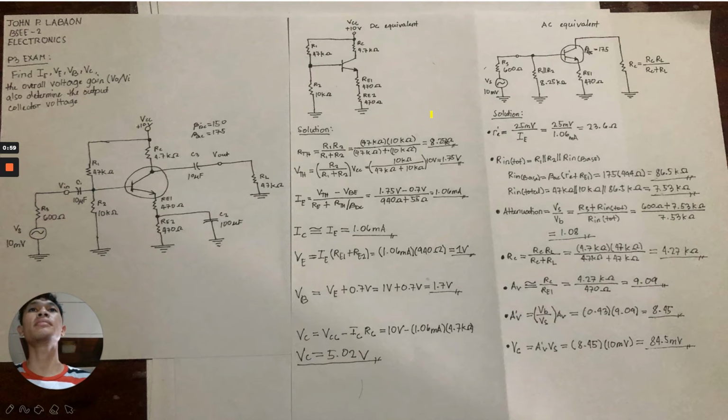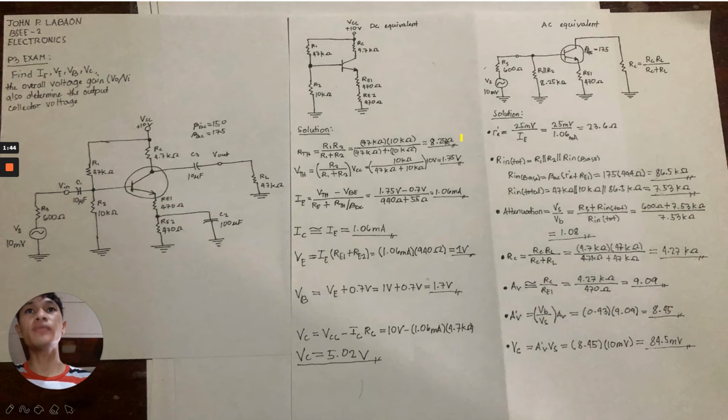Now, this is our base emitter circuit, and for our solution, we will get the equivalent current, the collector current, and the emitter voltage and the base voltage. But before anything else, we need to get the Thevenin's resistance and the Thevenin's voltage. For our Thevenin's resistance, R1 multiplied by R2 over R1 plus R2, with values 47 kilo ohms and 10 kilo ohms. We get a Thevenin's resistance of 8.25 kilo ohms.